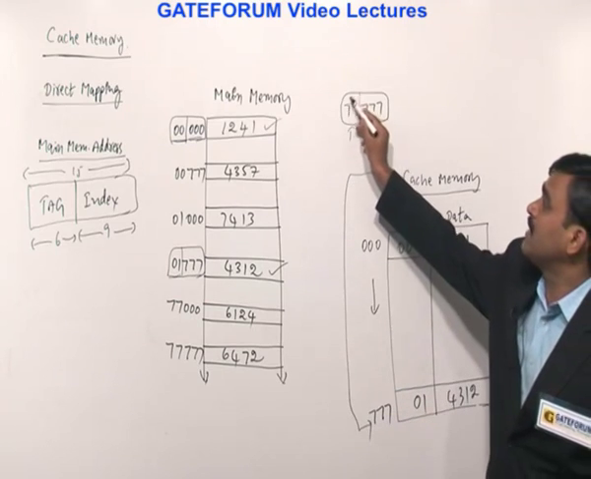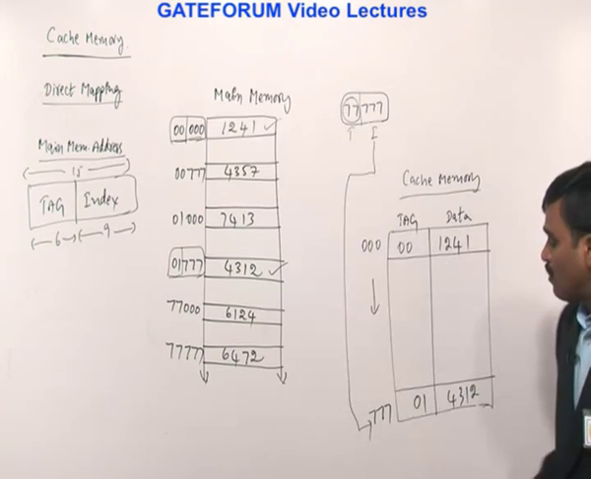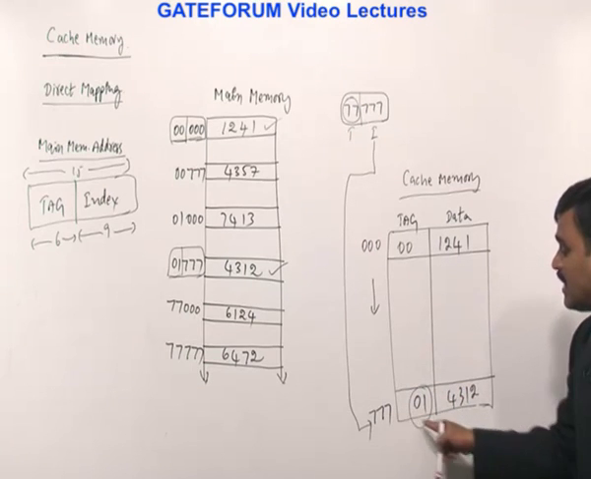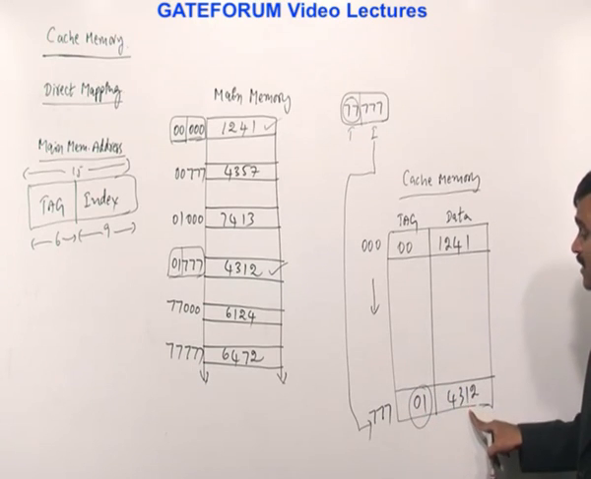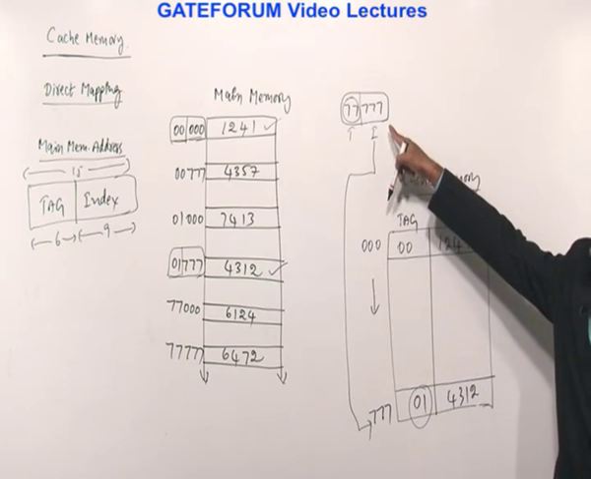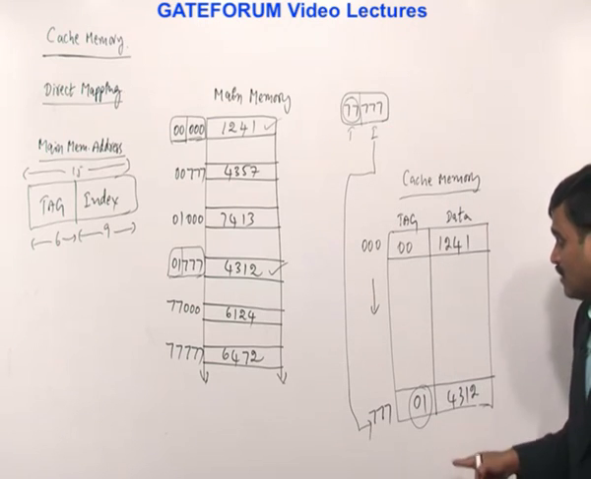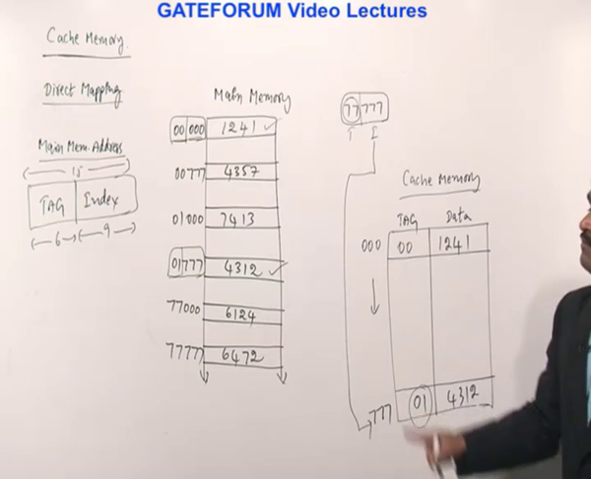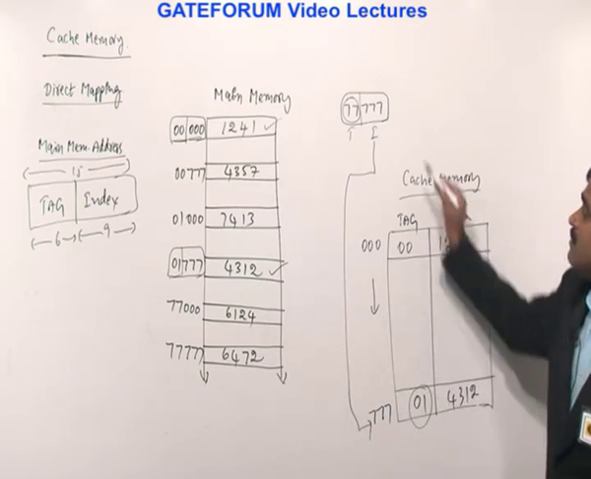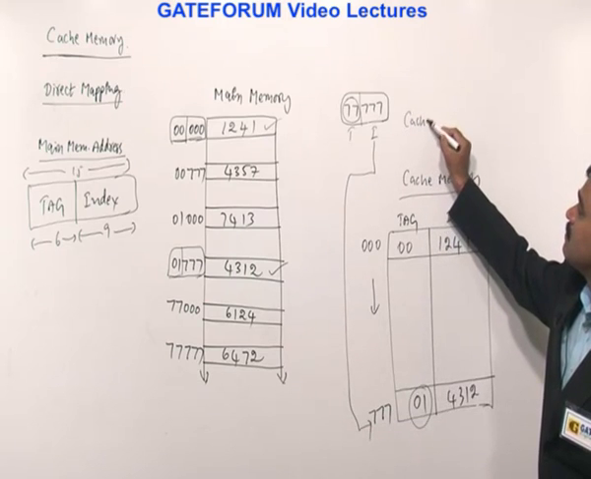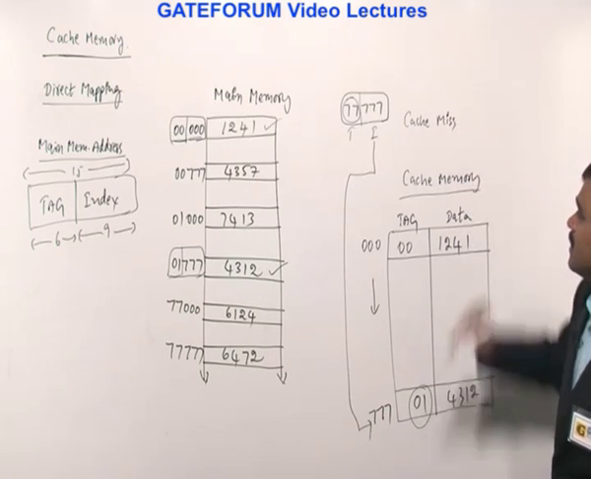So what is the tag here? 77 in the generated address. What is the tag stored corresponding to this index? 01. That means this data item does not belong to the 77777 main memory address. This belongs to 01777. So this will be considered as a cache miss.